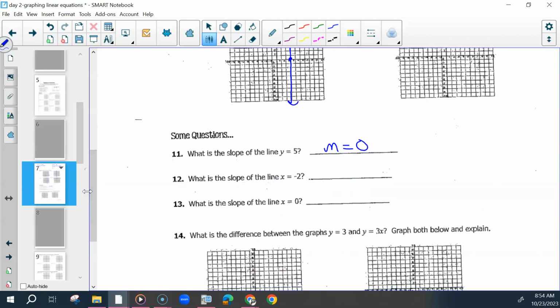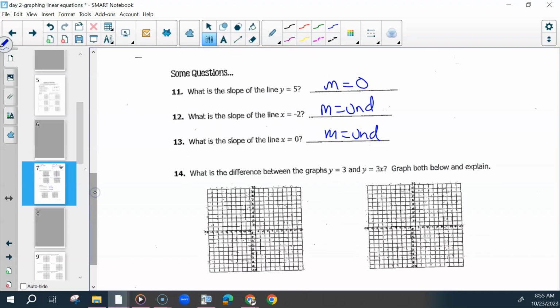What is the slope of the line x equals -2? Undefined. This one is a trick question. What is the slope of the line x equals 0? The x equals, so it's still undefined. It's a trick question. You need to be able to recognize the slope of these lines, be able to graph them, and, not in this unit, write them, intercepts, all those things.